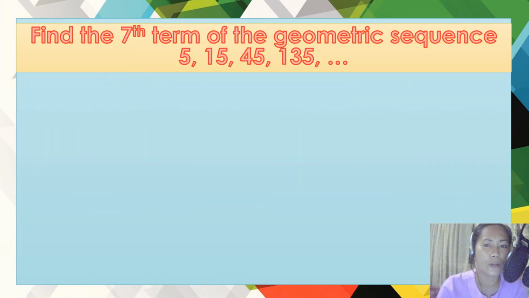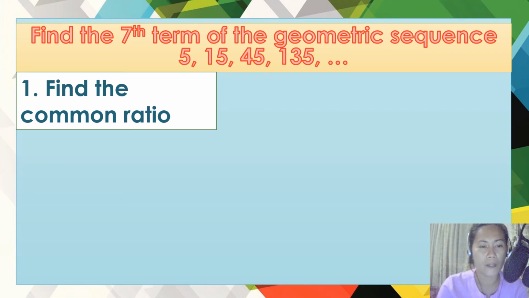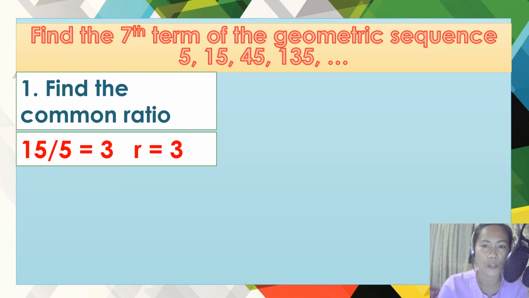Find the seventh term of the geometric sequence 5, 15, 45, 135, and so on. First, find the common ratio. Note that the common ratio of the given geometric sequence is 3. That is, 15 divided by 5 equals 3. So our common ratio is 3.